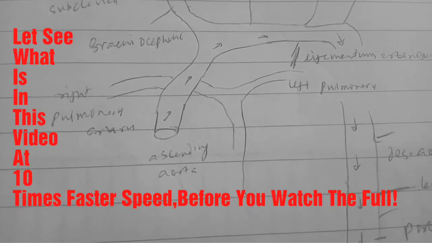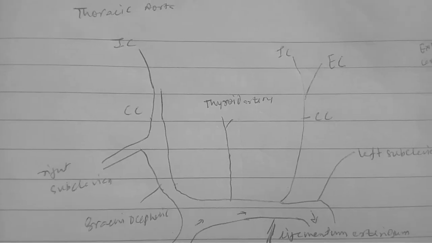Both sides, we have pulmonary arteries on the right and on the left, which will supply blood to the lungs, or let's say deoxygenated blood to the lungs. They are the only arteries in the human body which are not red. Talking about the thoracic aorta.